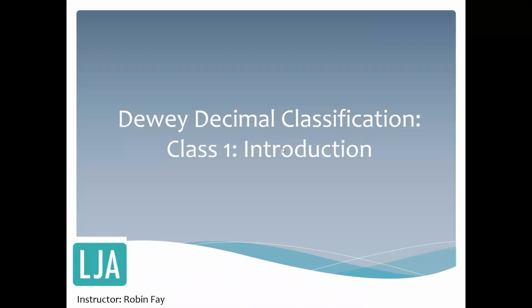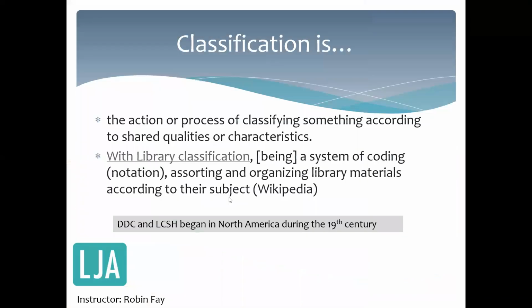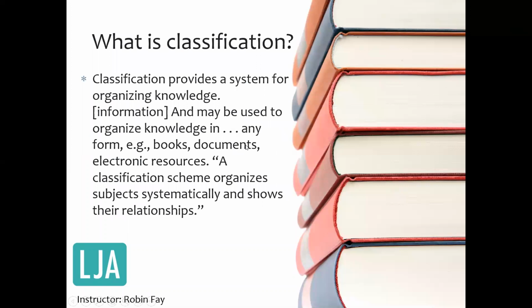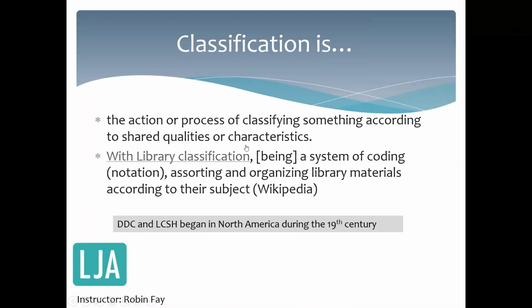So this is Dewey Decimal Classification, Class 1. This is the introduction, the basics of classification. Classification is an action or process of classifying something according to shared qualities or characteristics. And this is the Wikipedia definition for library classification, which I think is actually very good.